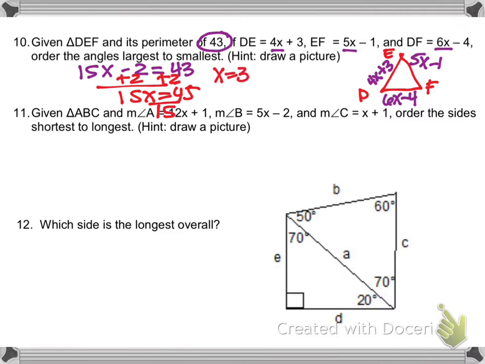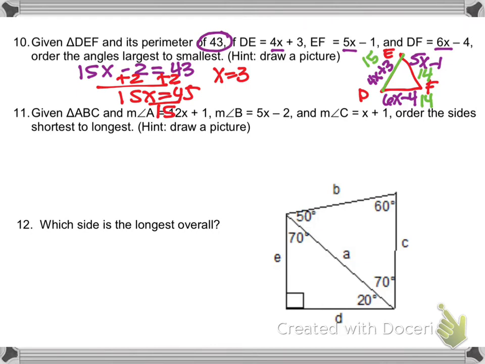So there's a lot of steps to this one. None of the steps are really that hard, but you now would have to plug 3 in to get the length of these sides. So if I get the length of DE, that's 4 times 3 is 12, plus 3 is 15. EF, 5 times 3 is 15, minus 1 is 14. And then DF would be 6 times 3 is 18, minus 4 is 14. So you actually have 2 sides that are the same here. This is actually an isosceles triangle.